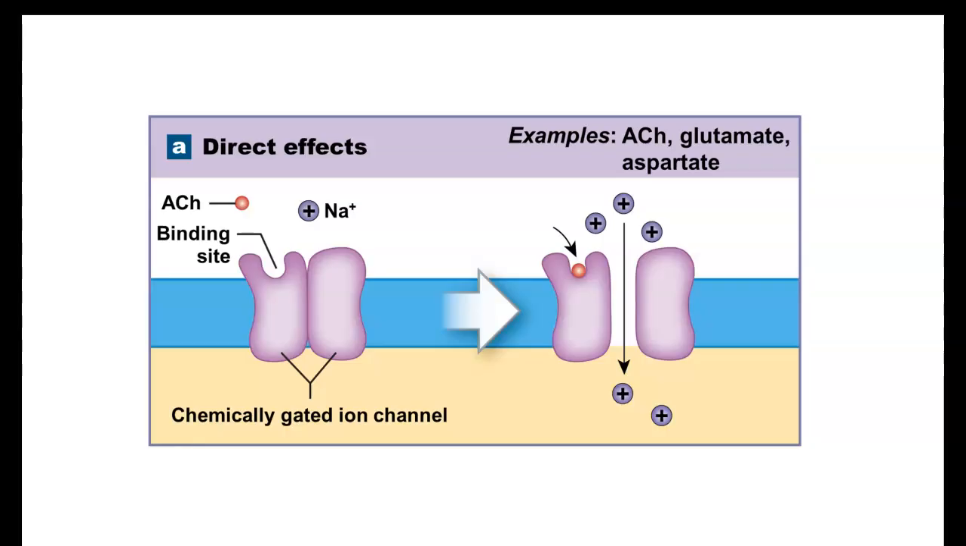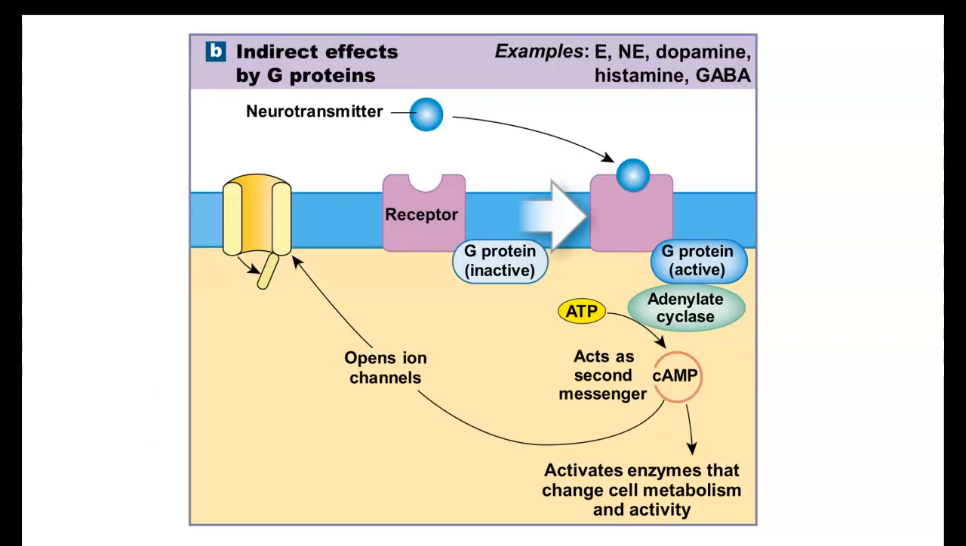Looking at this is going to be a chemically gated ion channel. So you have your acetylcholine, which is going to be your neurotransmitter. It's going to come in, it binds to that binding site, and it's going to cause the opening of that channel. Once that channel opens, you can see that sodium, which is a positive ion, is going to be able to come in, and it's going to be able to make its way into that cell. So that's a direct effect.